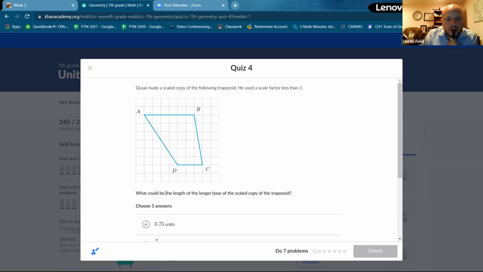So what could be the length of the longer base of the scaled copy of the trapezoid? Okay, so the scaled copy of the trapezoid. So what we're going to do though is we're not going to do quiz 4. I'm going to add that to week 3 because I think this was a lot of content already. And so we'll add this one to week 3, and you guys just do quiz 1, 2, and 3 and have a great time.